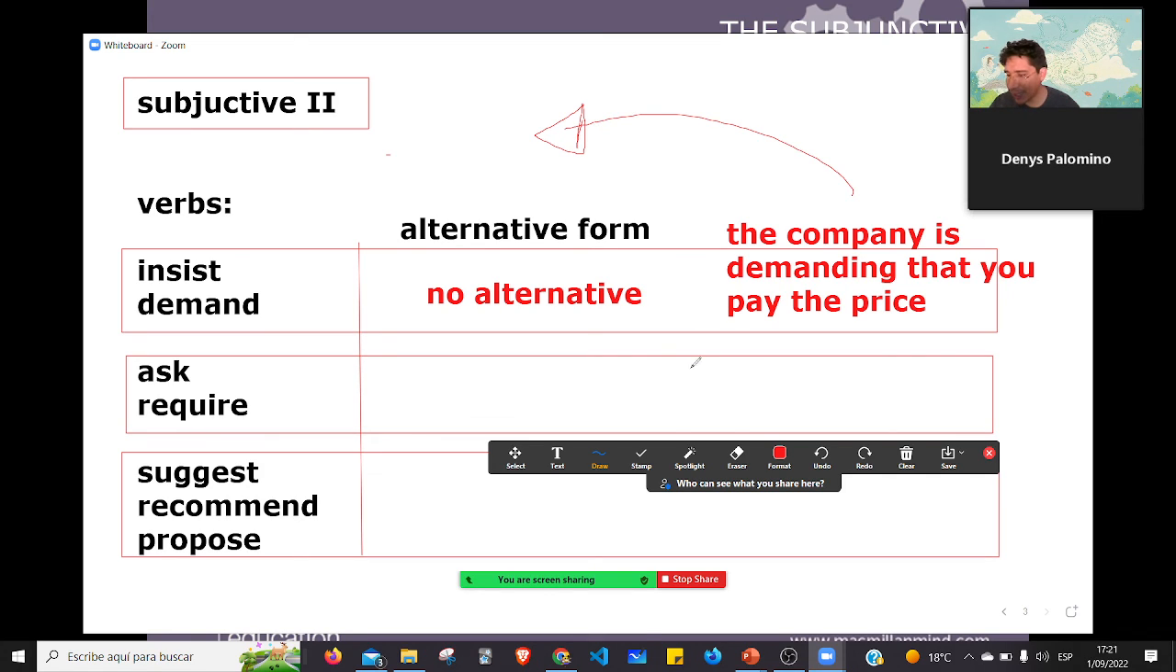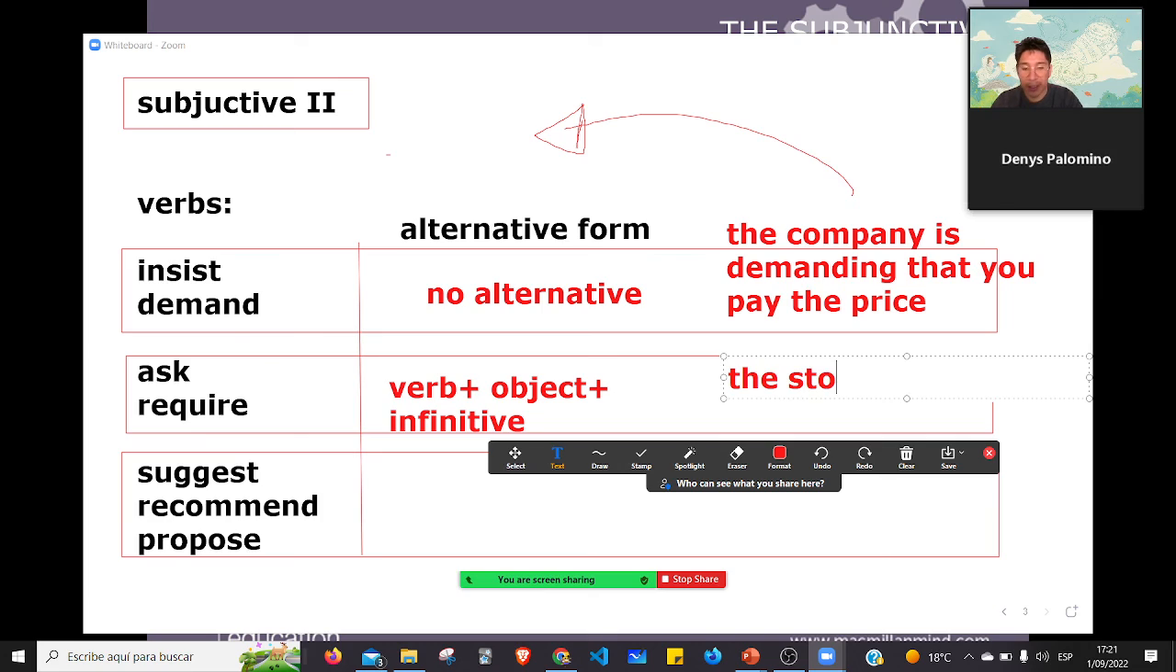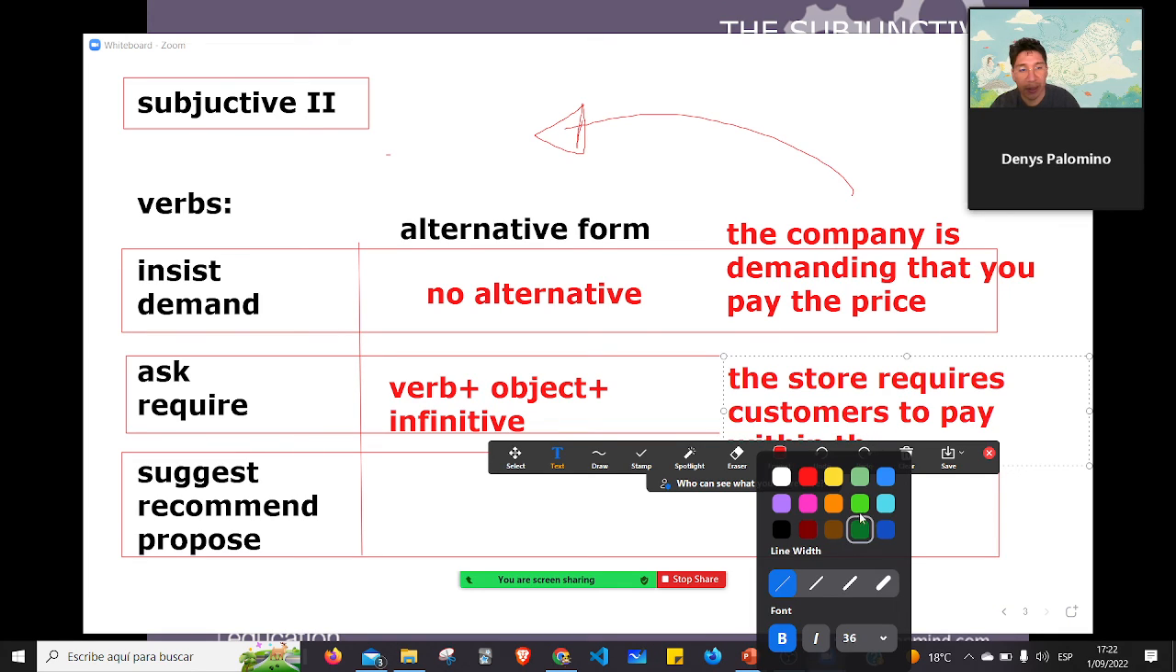But what about ask and required? When you have ask and required, you have the verb plus an object plus the infinitive. Do you remember the previous one? Like, for example, the store requires customers to pay within the 30 days.